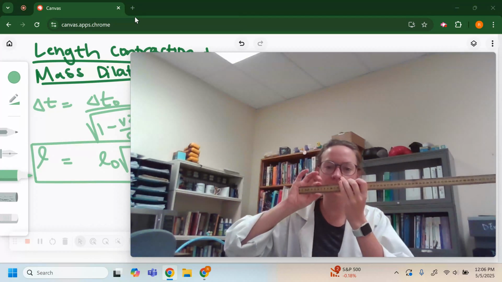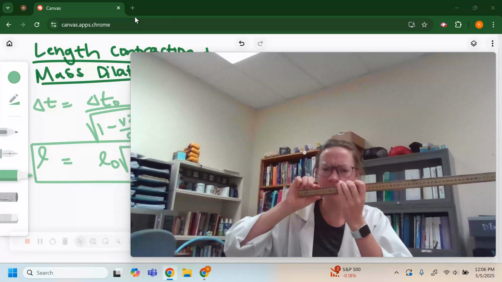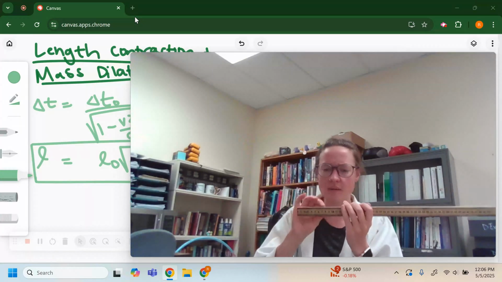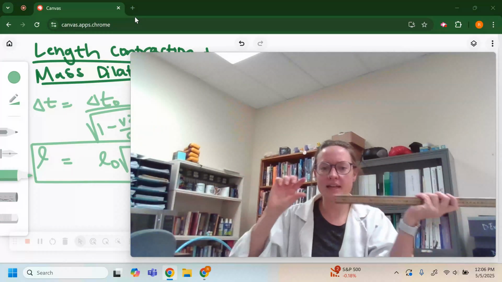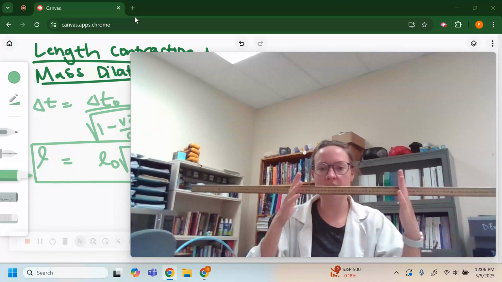As far as the meter stick knows, top to bottom, it's not moving at all. And you looking at that meter stick would say top to bottom, it's not moving at all. It only contracts in the direction of the motion. So if it's moving this way, then the length will contract this way. The meter stick will get shorter.